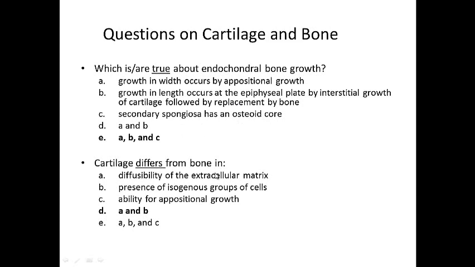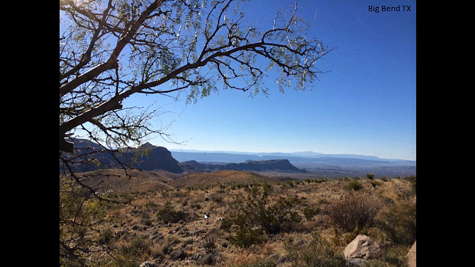Cartilage differs from bone in diffusibility of extracellular matrix. That's true. Nutrients can diffuse through cartilage but not bone. The presence of isogenous groups. True, because isogenous groups are produced by interstitial growth, and cartilage has it but bone does not. Ability of appositional growth. False. Both have appositional growth, and so the answer is D, A, and B.